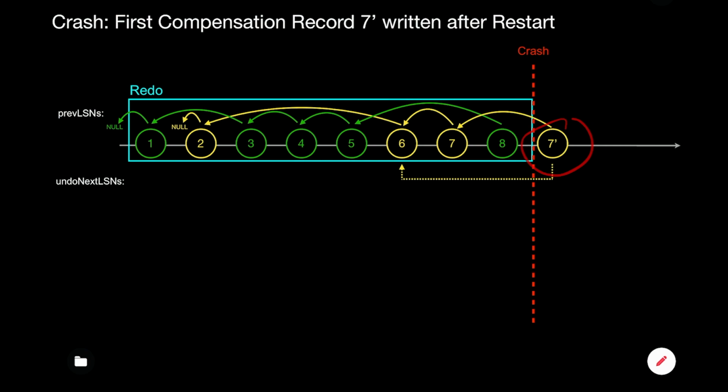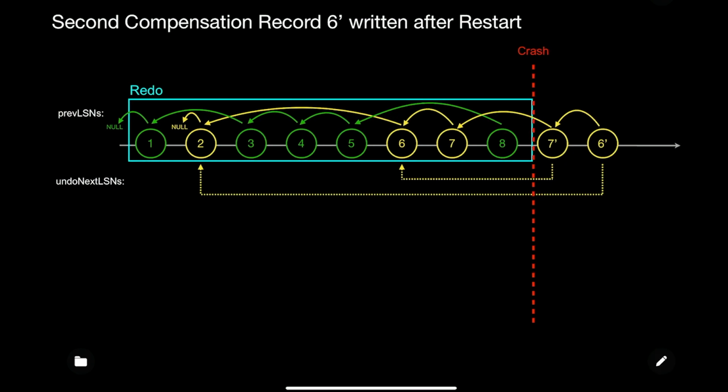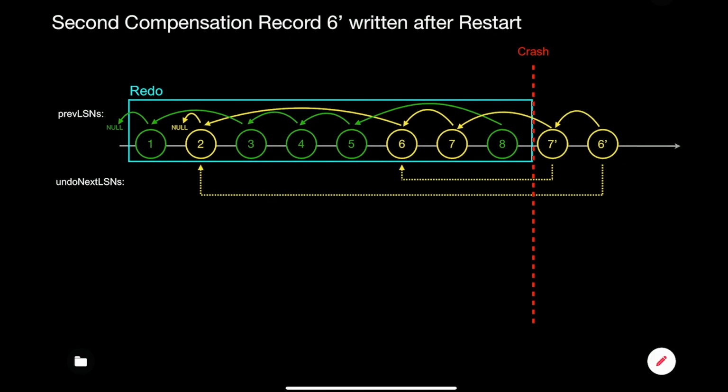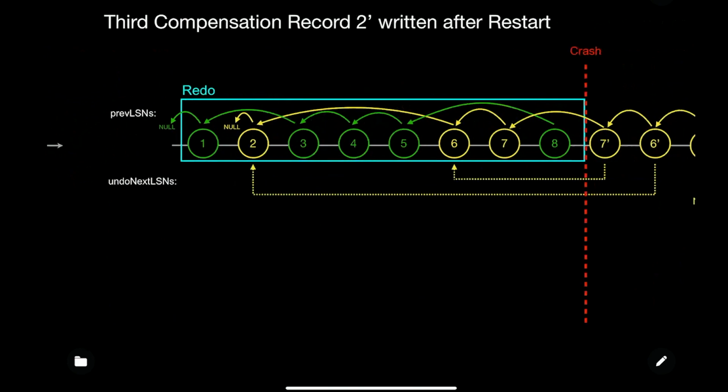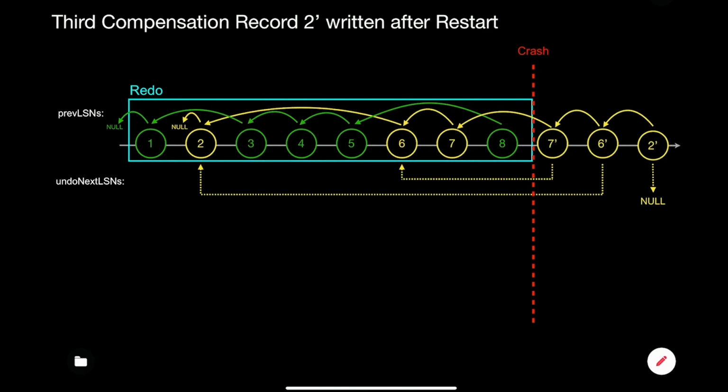That's explained here. So basically 7 prime is undoing whatever 7 did to the store. That's basically the inverse of that. And then 6 prime is undoing whatever 6 did to the store. And then of course there will be a 2 prime undoing whatever 2 did to the store. And green is not undone because I'm assuming that green committed in this example. So the log may look something like this actually.